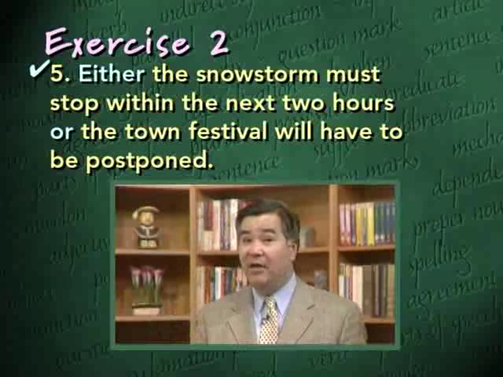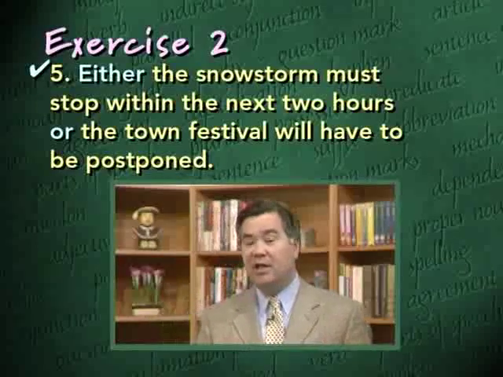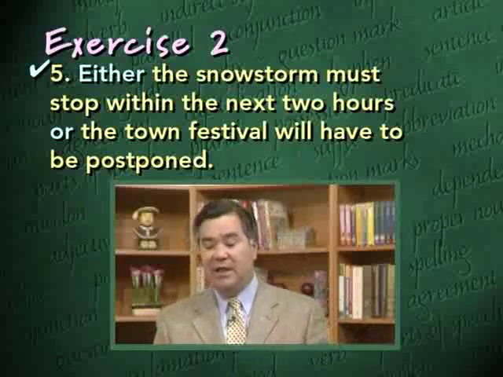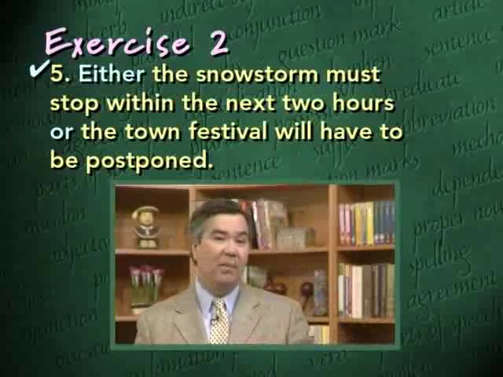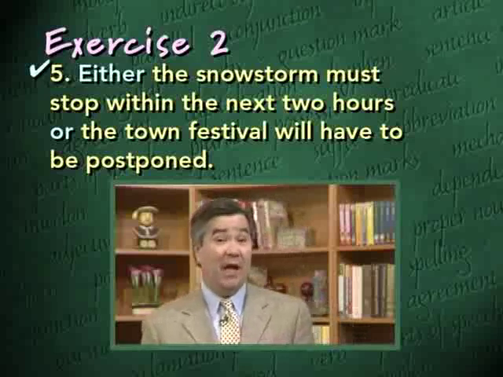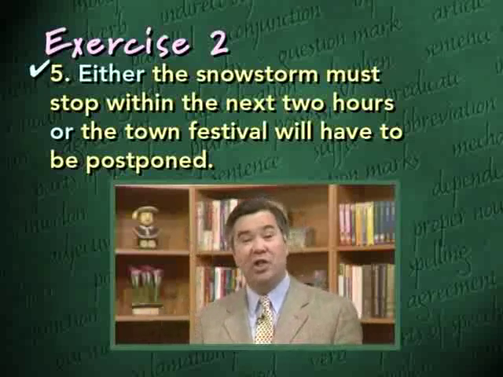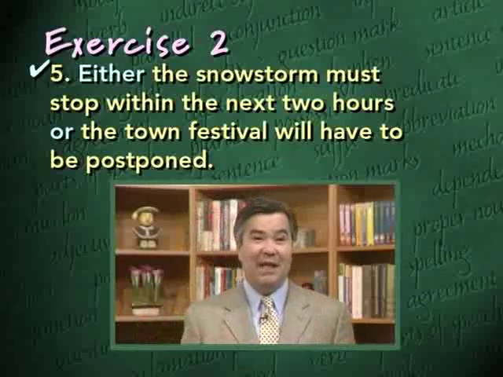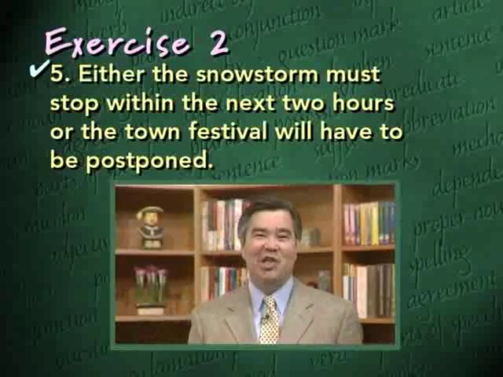parallelism is not violated. What follows either is, the snowstorm must stop within the next 2 hours. That's a clause. And what follows or is, the town festival will have to be postponed. Another clause. The two are basically similar in form, and therefore the sentence sounds perfectly parallel. Remember that what follows the two parts of a coordinating conjunction must be similar grammatically in order for parallelism to be maintained. This sentence follows that rule, and therefore it's correct. Doesn't need any changing.